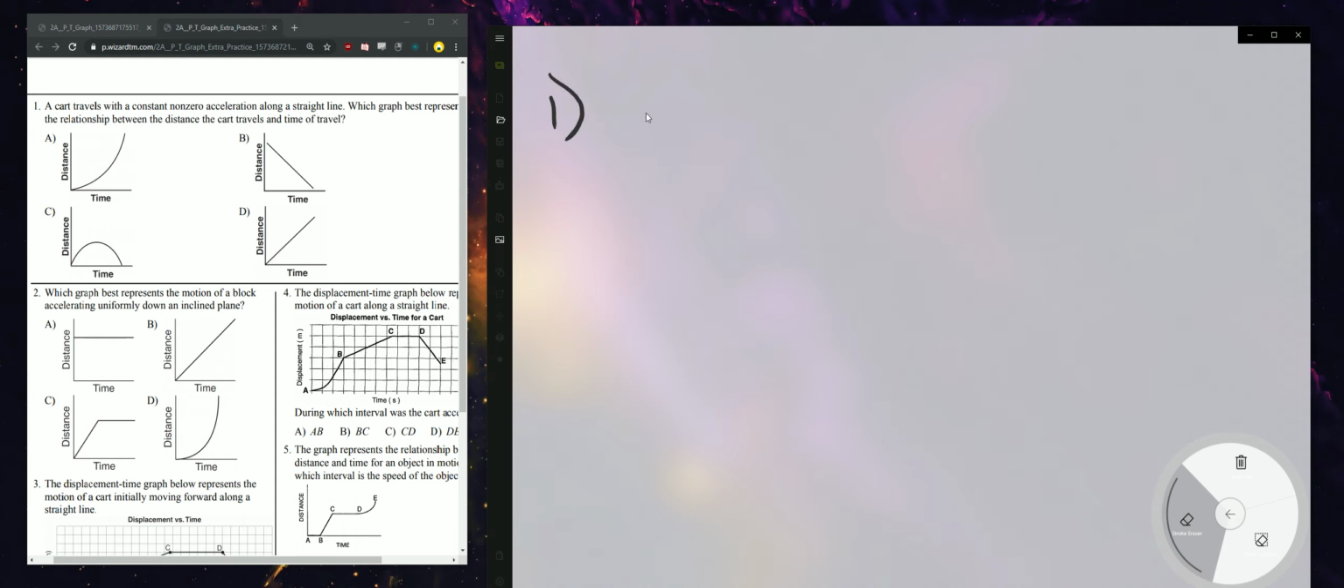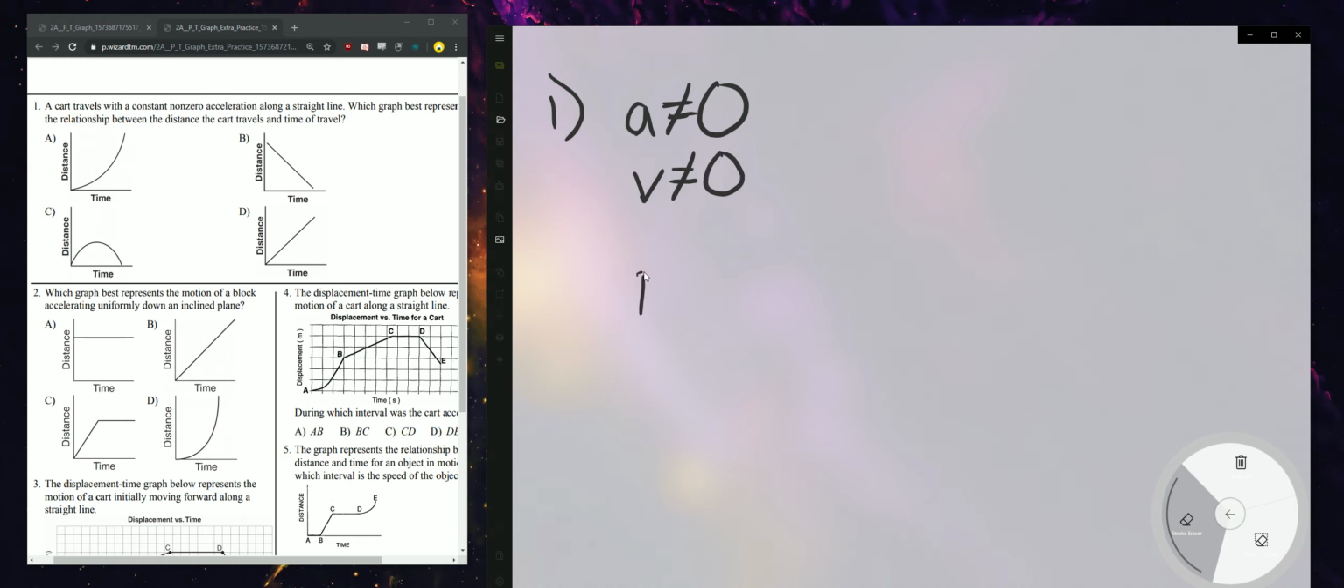Question 1 says a cart travels with a non-constant, non-zero acceleration along a straight line. Which graph best represents the relationship between the distance the cart travels and the time of travel? So the cart has an acceleration. Not zero, and that slash inside the equal sign means not equal to 0. So it has an acceleration, and it also has a velocity.